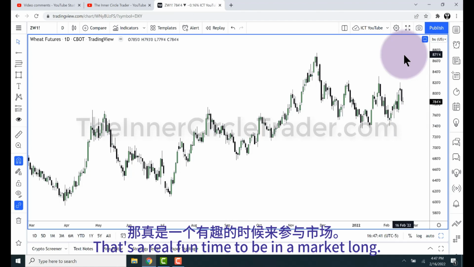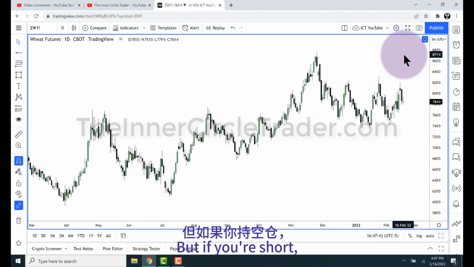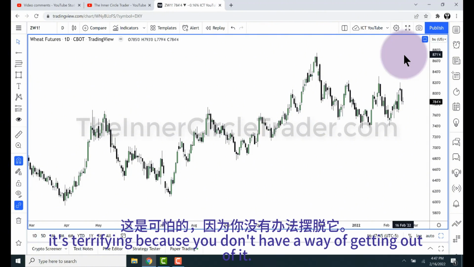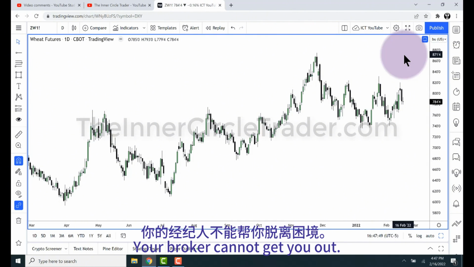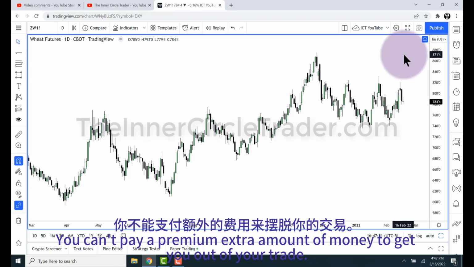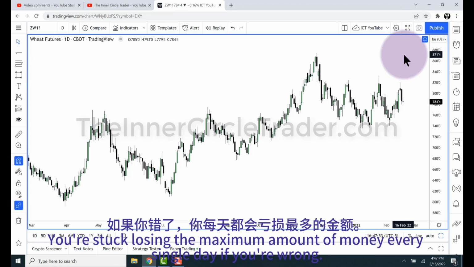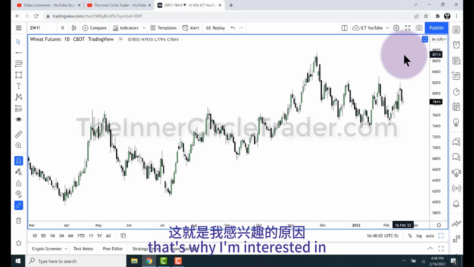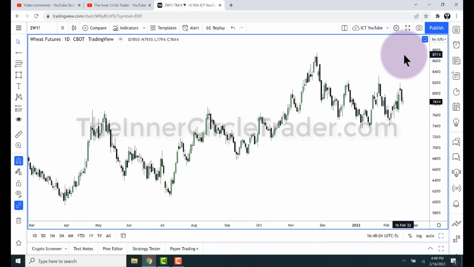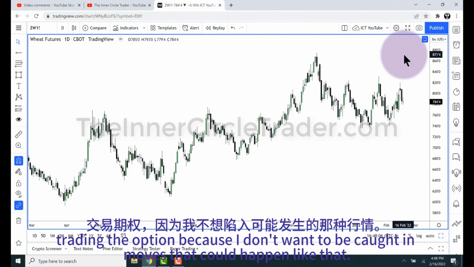That's a real fun time to be in a market long. But if you're short, it's terrifying because you don't have a way of getting out of it. Nobody can help you. Your broker cannot get you out. You can't pay a premium, an extra amount of money, to get out of your trade. You're stuck losing the maximum amount of money every single day if you're wrong. Think about that. That's why I'm interested in trading the option, because I don't want to be caught in moves that could happen like that.